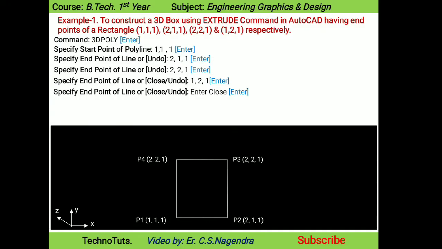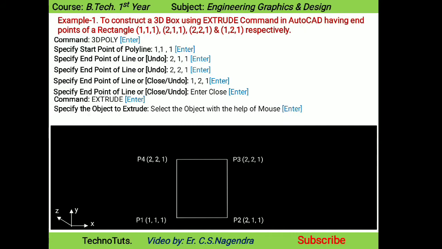Type there C or close and press enter key. You will see a rectangle gets constructed on the screen. Got it, students? Okay. Now at the command prompt type extrude and press enter key. Now the computer will ask you specify the object to extrude. So select the rectangle with the help of mouse by just dragging the mouse over the rectangle and select it.